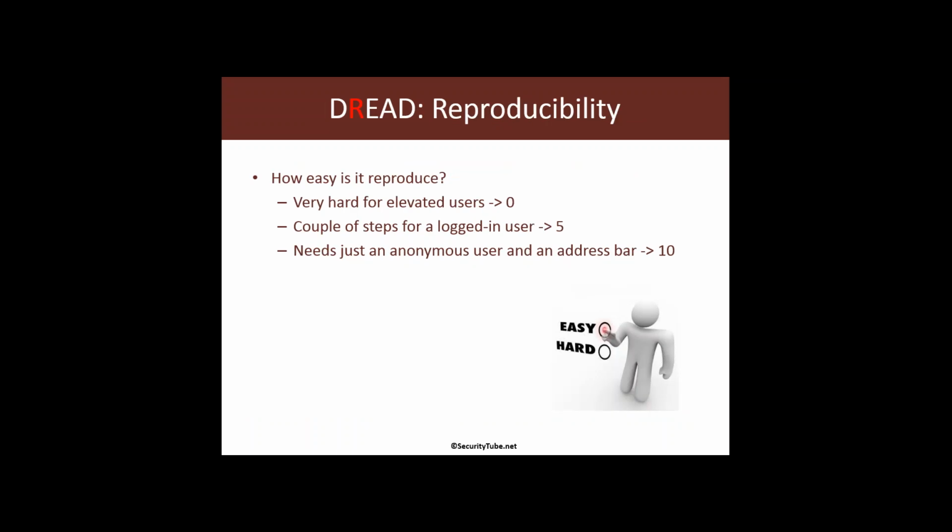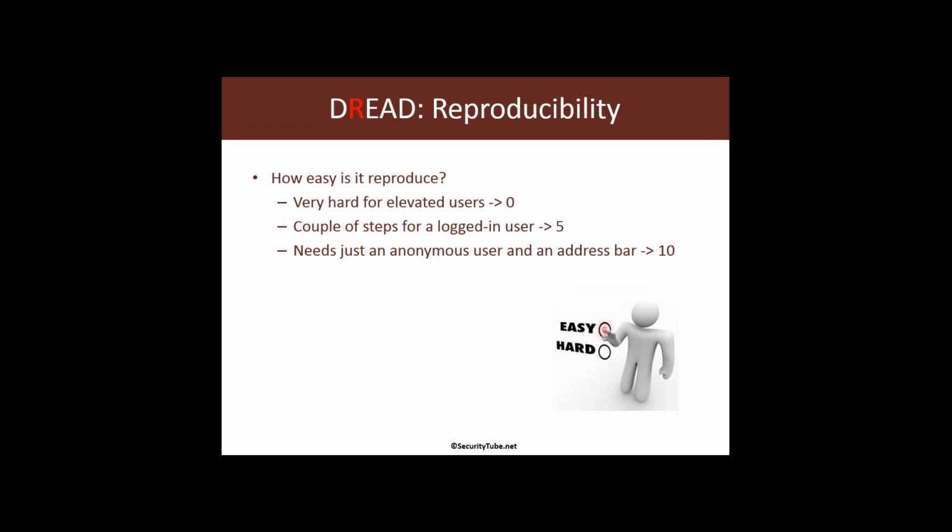Okay, reproducibility, right? Is it really hard to do? If it's really difficult to do, an example may be an attack that only works in a timing window. So let's say this application does batch processing every Friday. So you found a vulnerability, but the vulnerability can only be exploited every Friday.